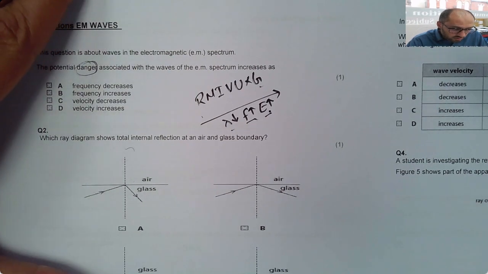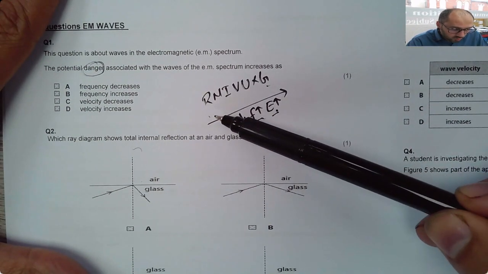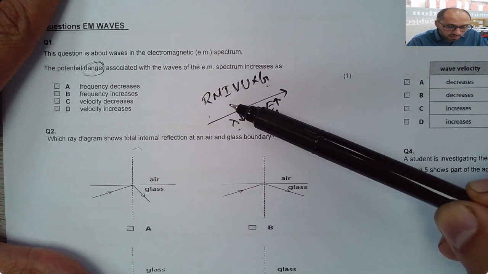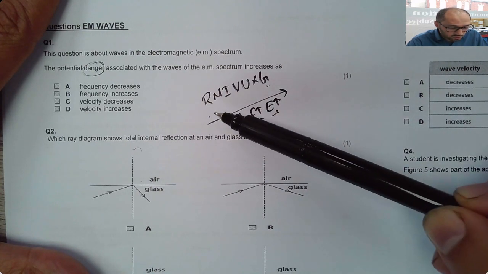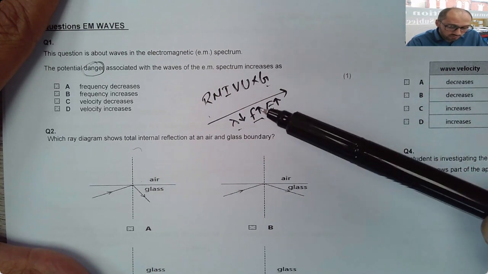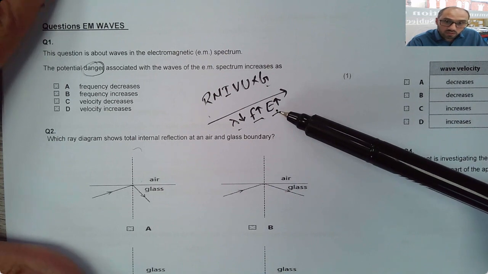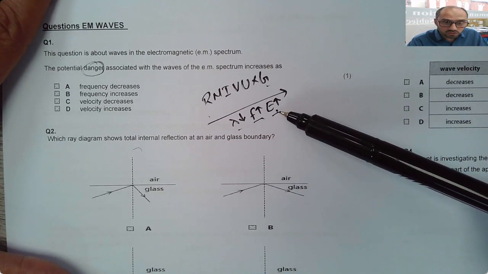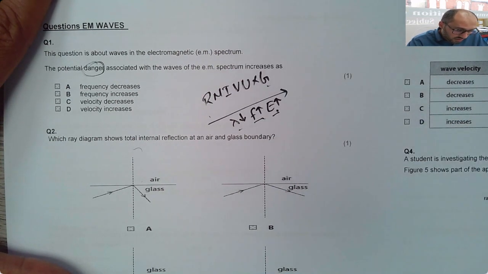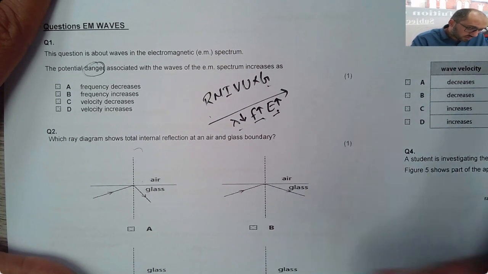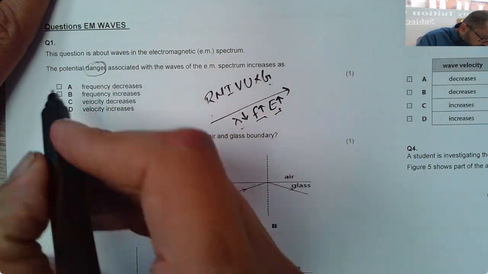In our last video, we have seen that the order of the EM spectrum is RMI, VU, XG, and as you go from radio towards gamma waves, your frequency increases and they carry more energy. Hence, they become more dangerous. We can say they become more dangerous if the frequency increases. So the answer for this question will be B.